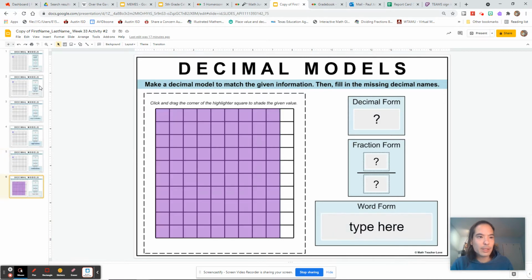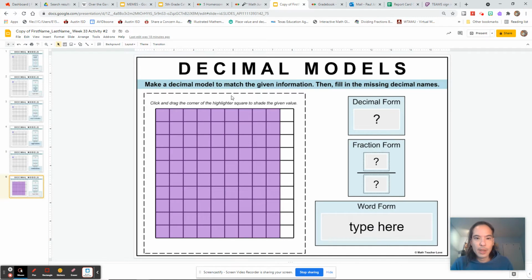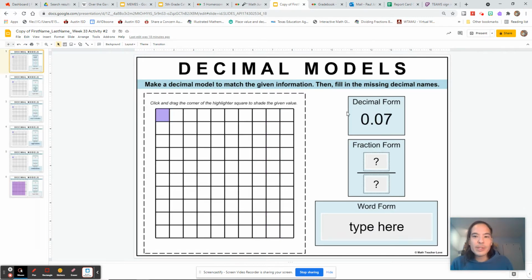It looks like basically they are giving us different representations of numbers, and we will fill out the rest. So, some of them are in number form, some of them are in fraction form, decimal, and some of them look like they are in word form, and then finally pictorial. All right, so let's take a look at the first one.